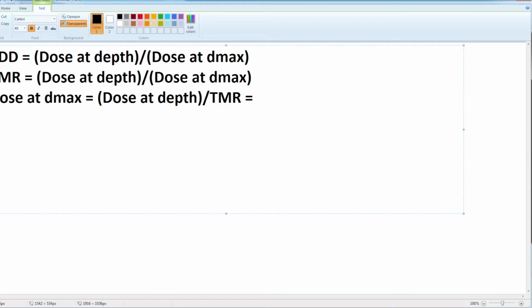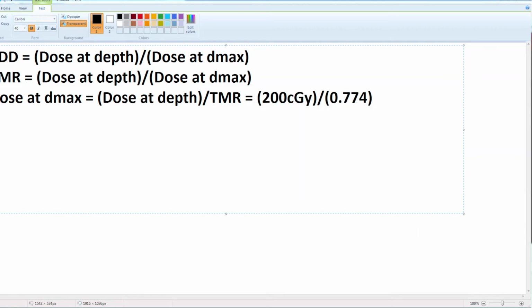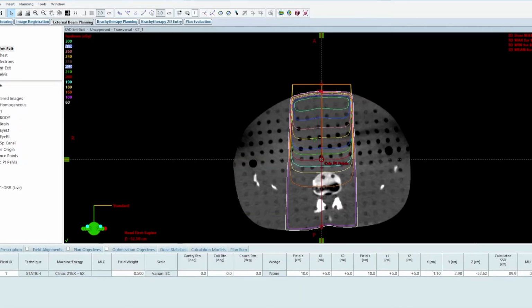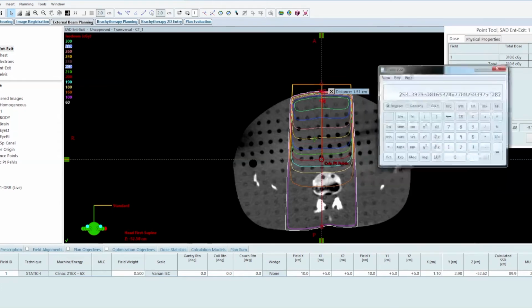Well, what does that give us? Dose at depth is 200 centigray to my calculation point. My TMR was 0.774. Okay. 200 divided by 0.774, we do this and we get 258. Well, let's see what our dose is. Let me measure D max. Get my little dose pointer here. And it's roughly 310. So what's going on? I calculated 258 and they're saying 310.